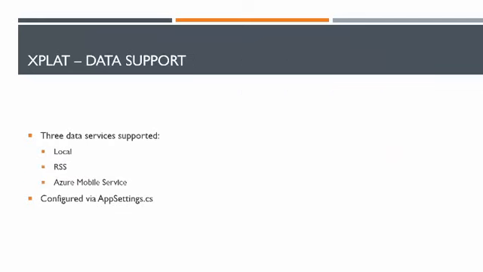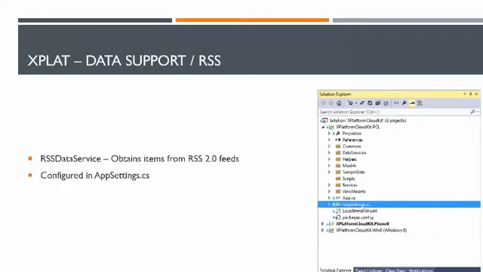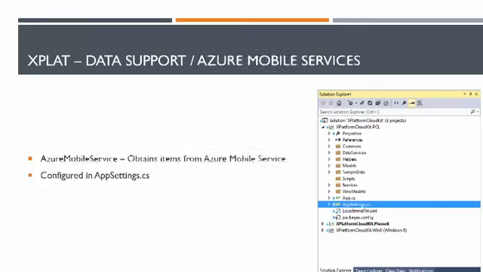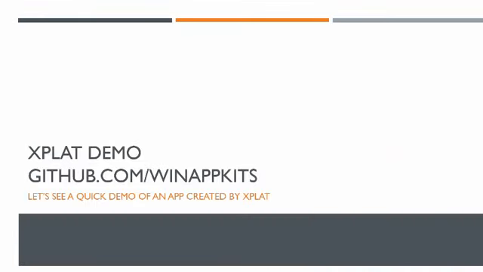Three data services are supported in Xplat. That is local data, RSS, and Azure Mobile Services. And we're going to configure all of that from the AppSettings.cs part. So the RSS data service obtains items from RSS 2.0 feeds, so you can put in your favorite RSS over there. You can also do Azure Mobile Services if you have an Azure account. And so why don't we go ahead and take a look.